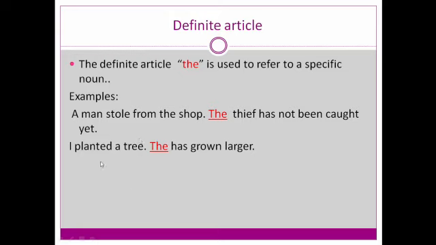So look at the next one. I planted a tree. The tree has grown larger.